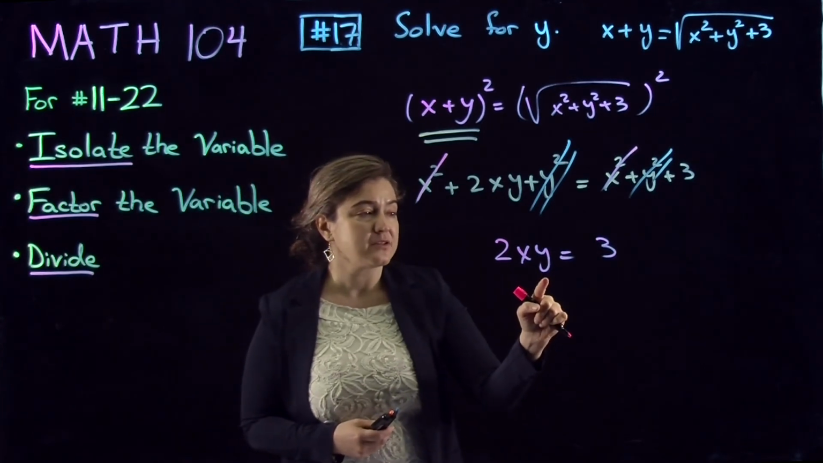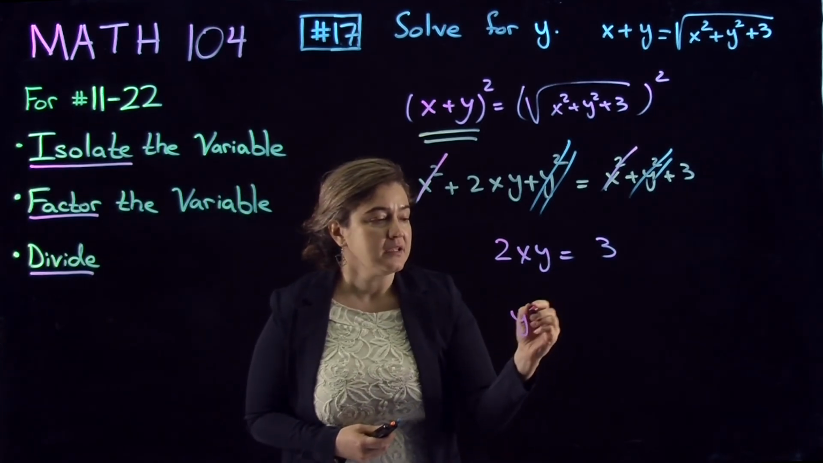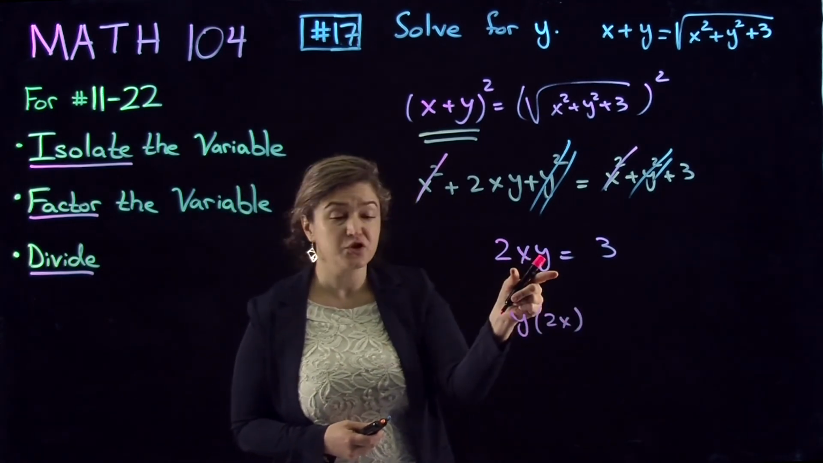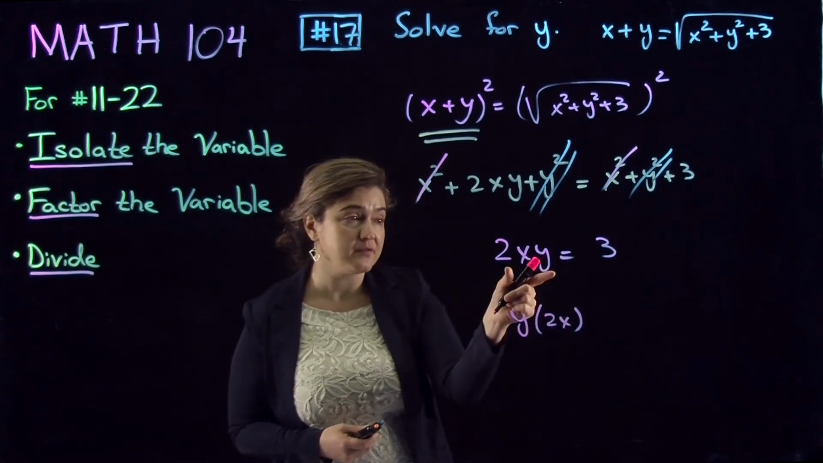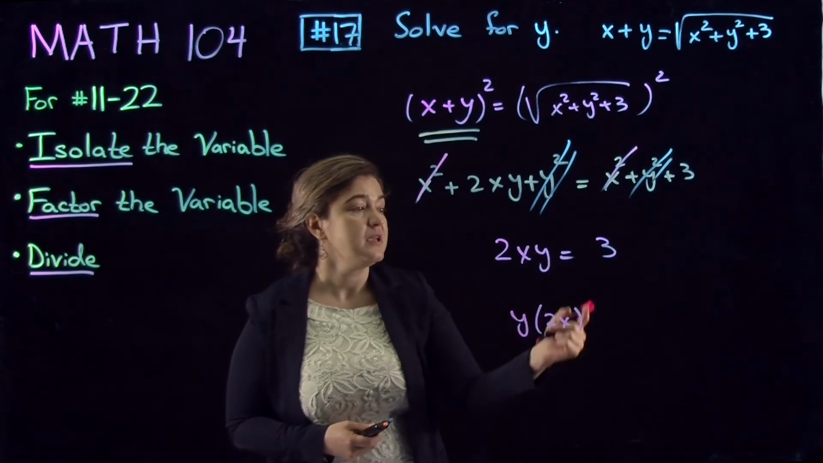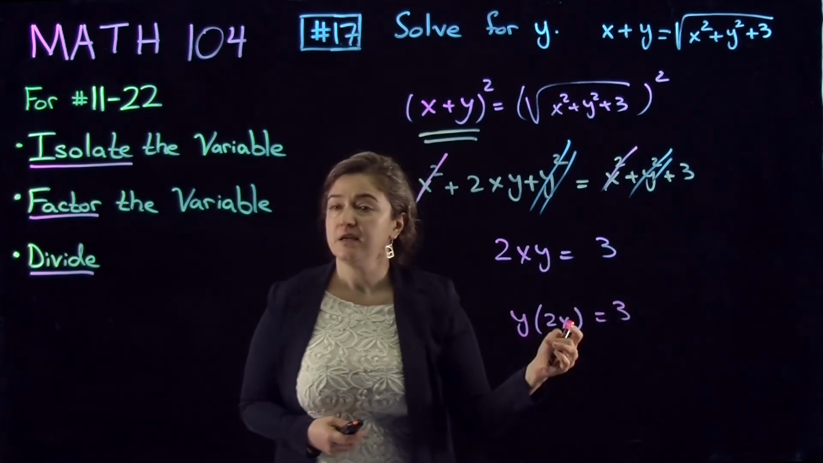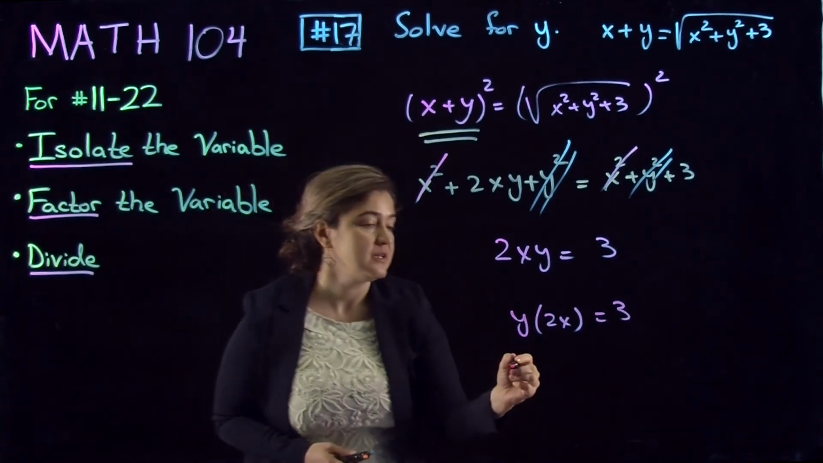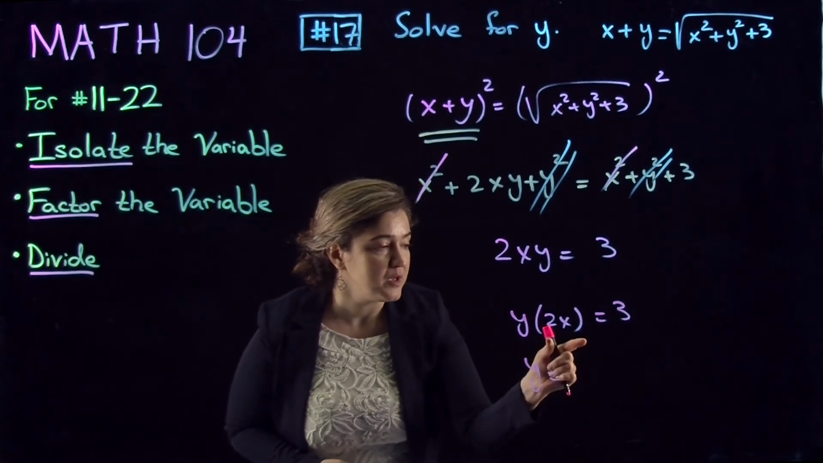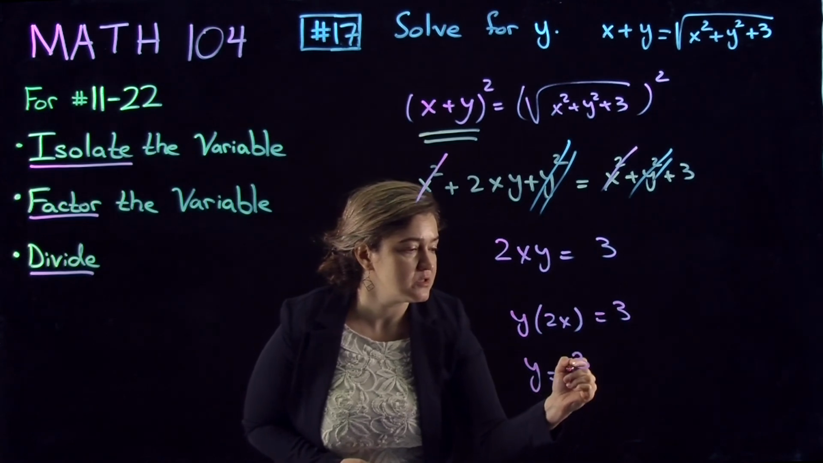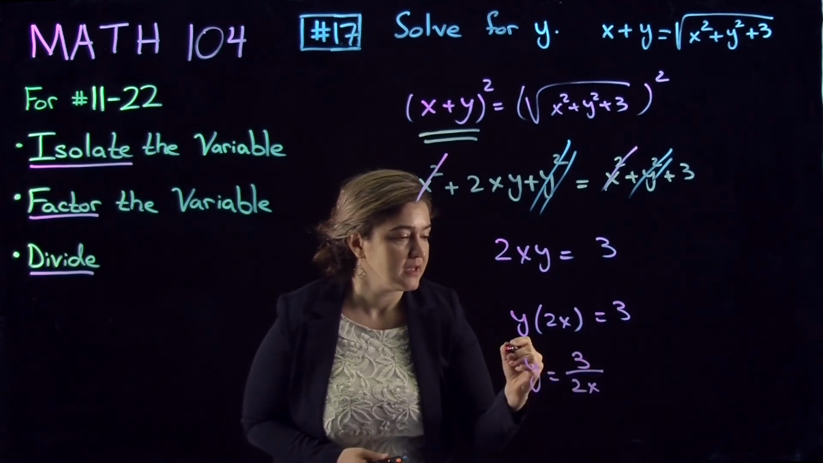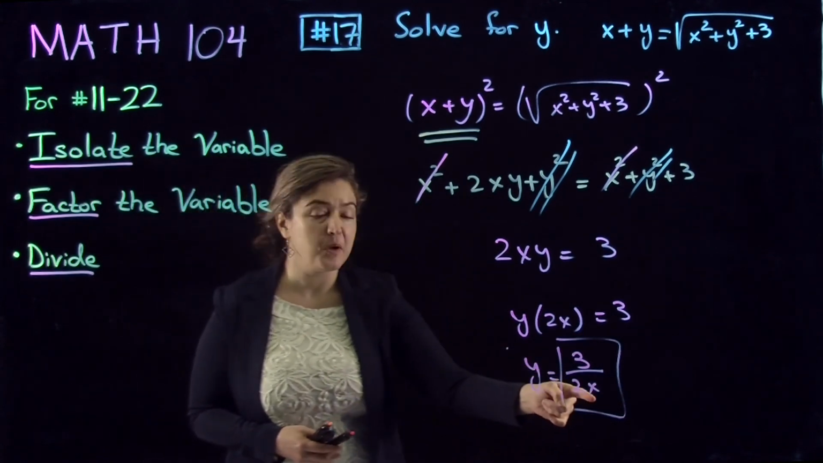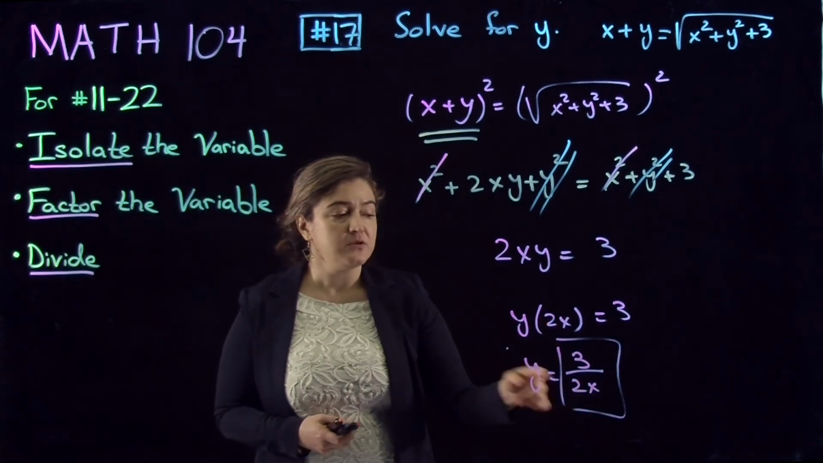So let's factor y. Y, and what is left out of this term is 2x, equal to 3. Y factored. Now let's divide. So I'm dividing by what multiplies y, which is 2x. And this is the answer that we enter in WebAssign, and no need to simplify.